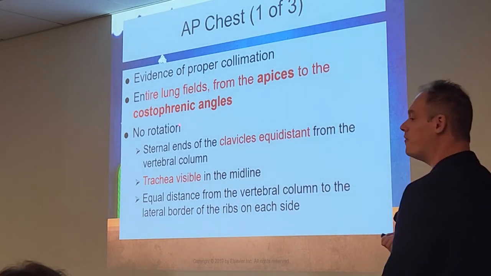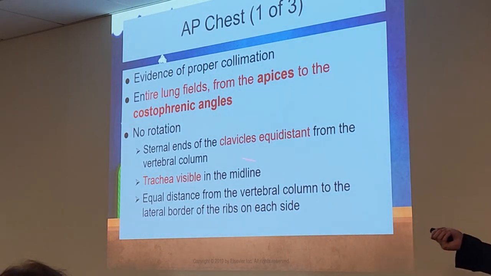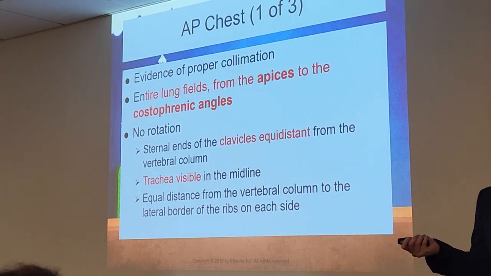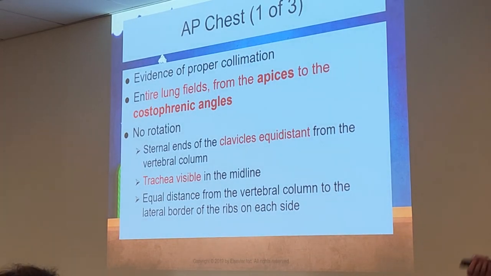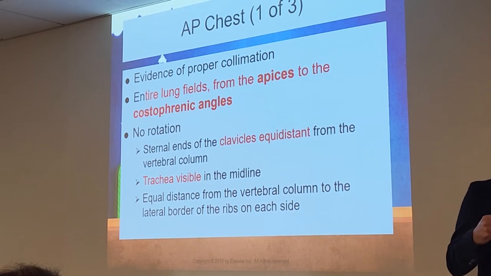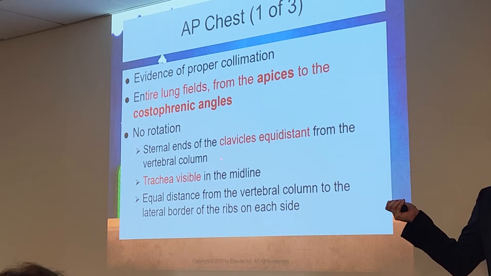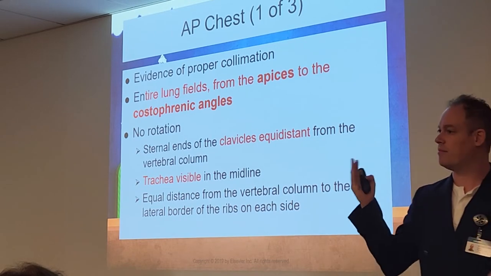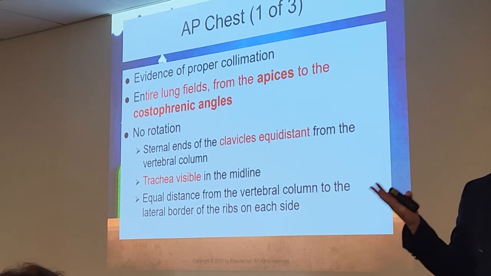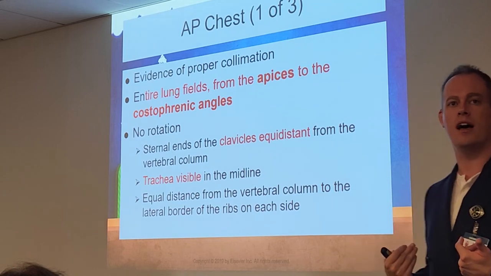No rotation. They need to be flat on that IR. A lot of your patients in beds are going to be getting bed sores. They're in a lot of pain. They're going to be wanting to shift their weight on you. Make sure they are nice and flat against that IR, that they're not turning their hips. When you get to the hospital, they always turn their hips, trying to shift their weight to get more comfortable on the bed. Make sure they're nice and flat, because otherwise your clavicles will not be equidistant from each other, and your lungs will end up being slightly obliqued. So we want a true AP to make sure everything's equal on both sides.